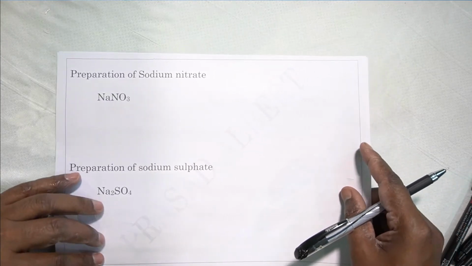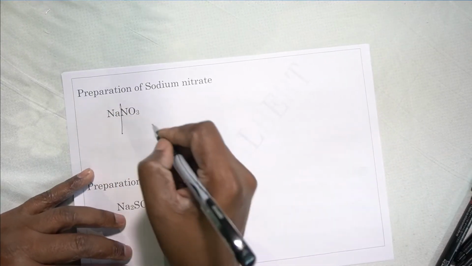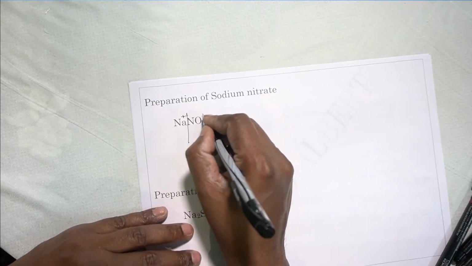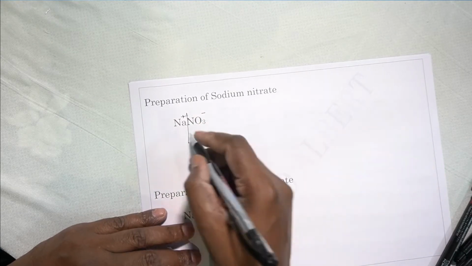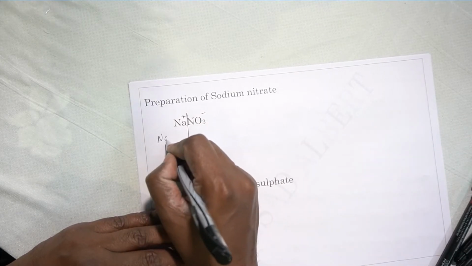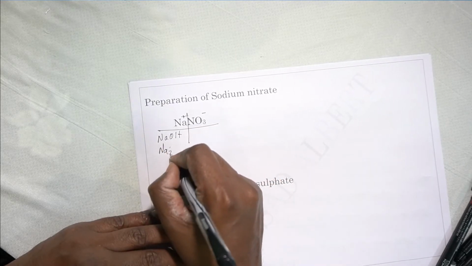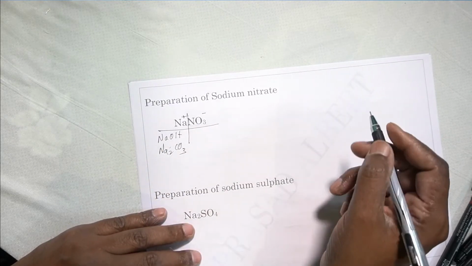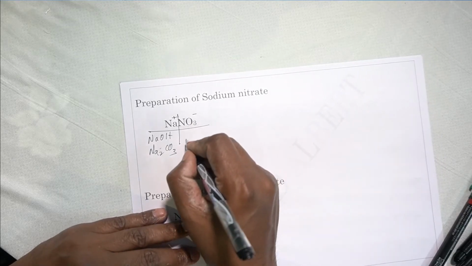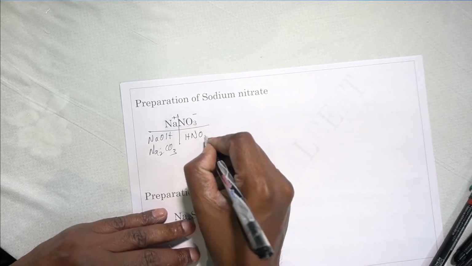The next salt is sodium nitrate. As we know, the cation here is Na+ and the anion is NO3-. So what alkali will we take? NaOH, and also, as we have discussed, Na2CO3, sodium carbonate solution, and the acid will be nitric acid. Nitrate ions are available in nitric acid.